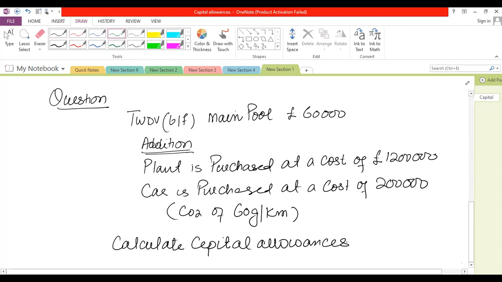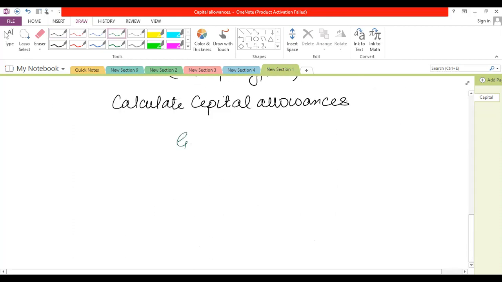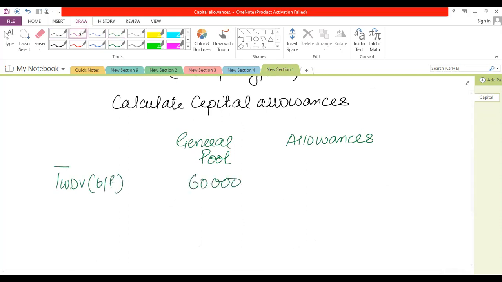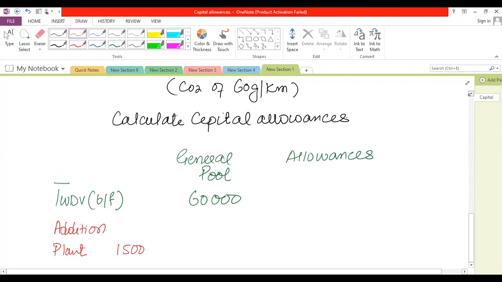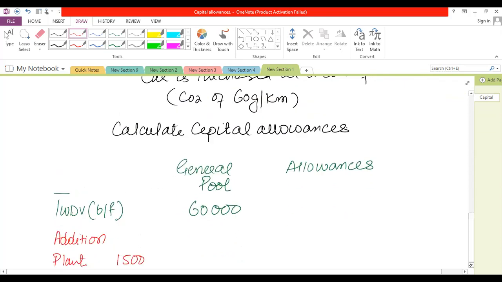So let's create a format. First of all, the general pool, and there is no need for any other column in this example. Now we have TWDV brought forward available, that is 60,000. Now show it here the addition, and that addition qualifies for AIA. That plant is worth 1.2 million.